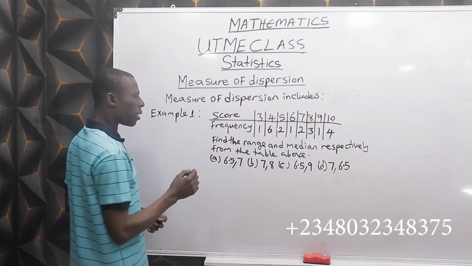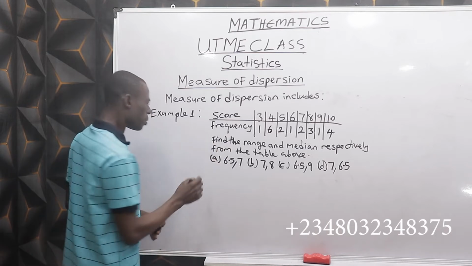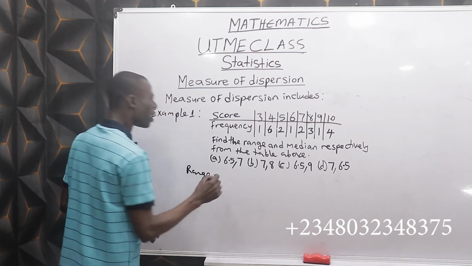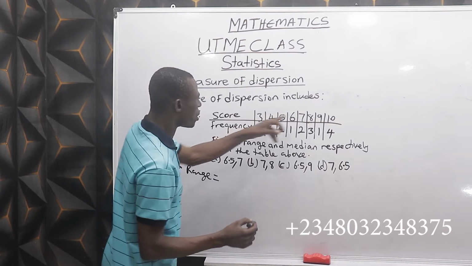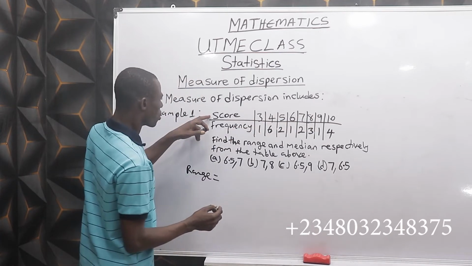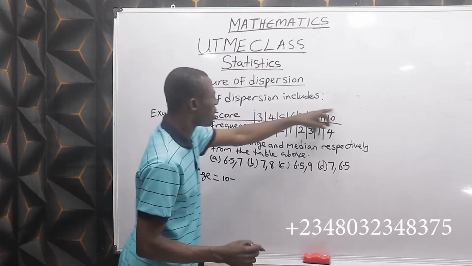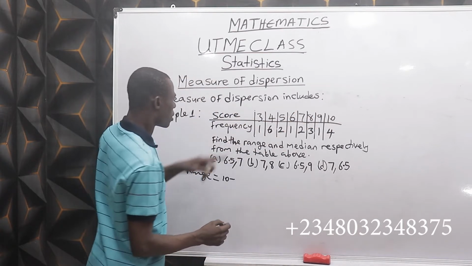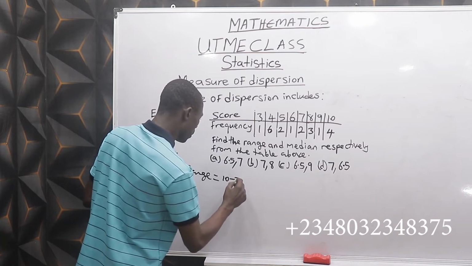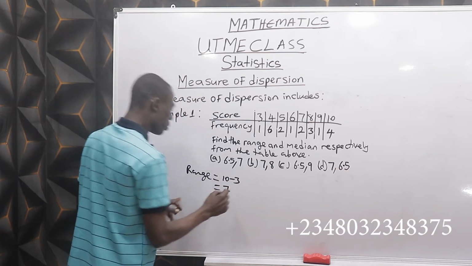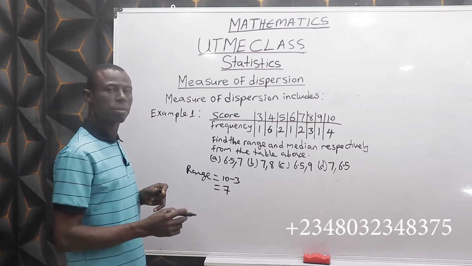So what is range? As I have said, range is the highest value in the distribution. The highest score here is 10 minus the lowest in the distribution. That is the lowest, 3. Answer is 7. 7 is the range.